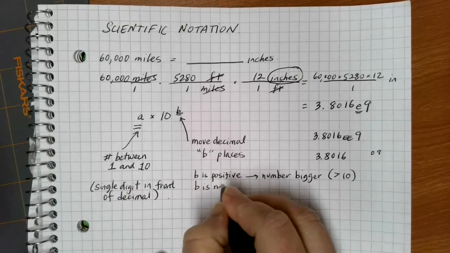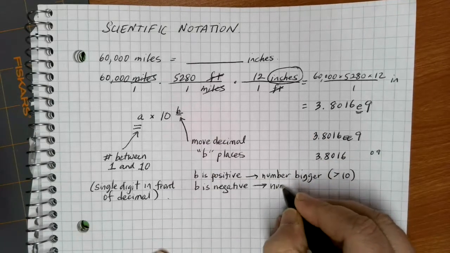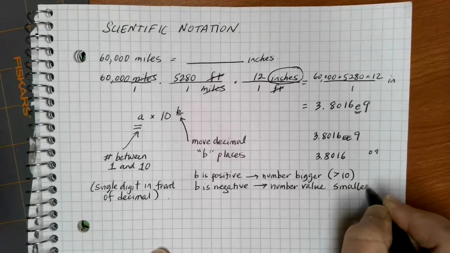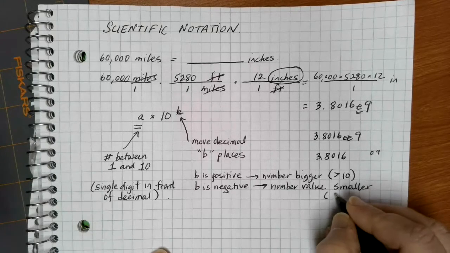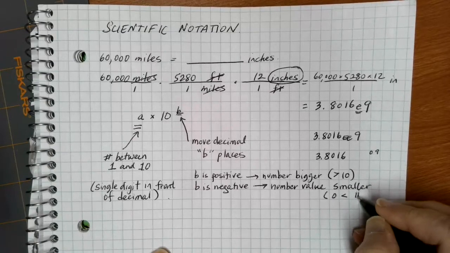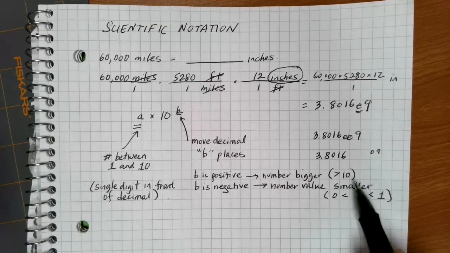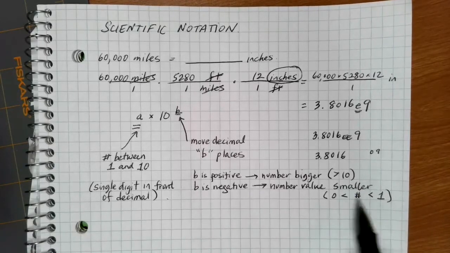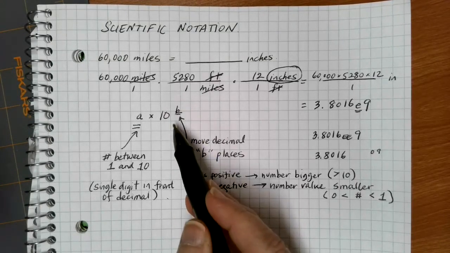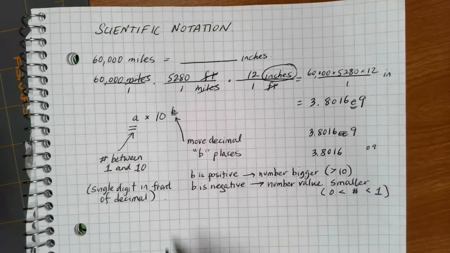If our B is negative, then that's going to mean that our number value is smaller. And by that, I mean that it is less than 1. So here, if I have a negative exponent, it doesn't mean that my number is negative. A negative exponent power of 10 means that I am moving the decimal in a way that's going to make my number smaller. So let's take a look and bring back this number here.